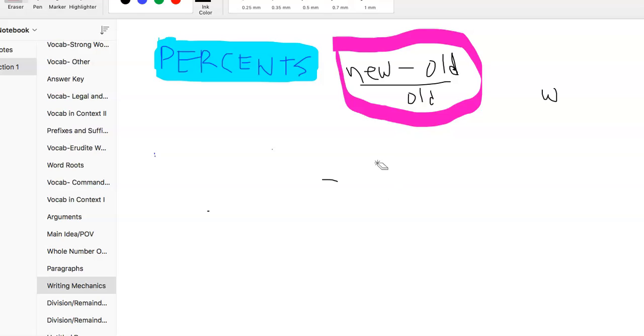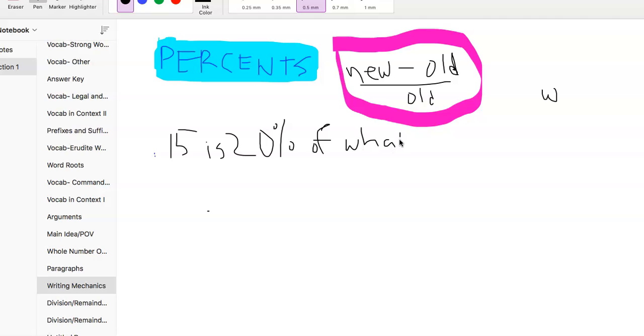Okay, kind of a slow eraser. And last one of questions. Okay, so we write this question out. $15 is, and these are tricky too, is 20% of what number? Okay, they're just worded tricky. $15 is 20% of what number?